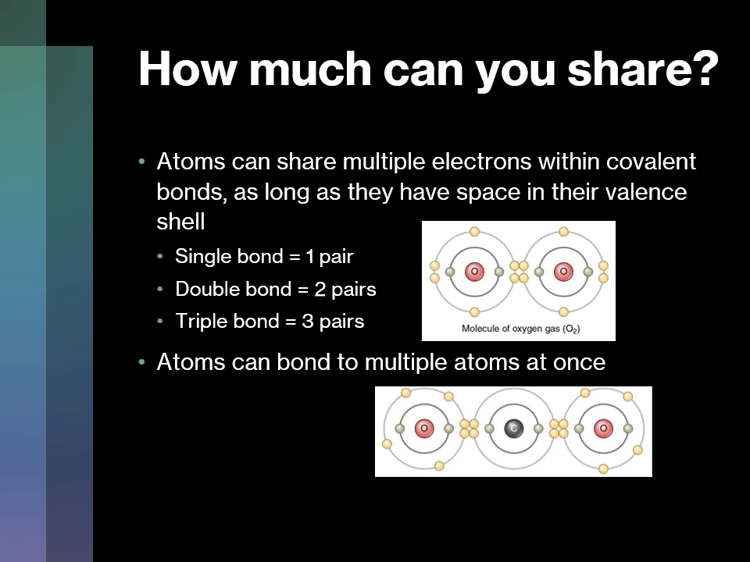Now, atoms can also share electrons with more than one other atom at a time, as in the case of this carbon dioxide molecule, with carbon, which has a valence of 4, can form a double bond with each of the 2 oxygens.